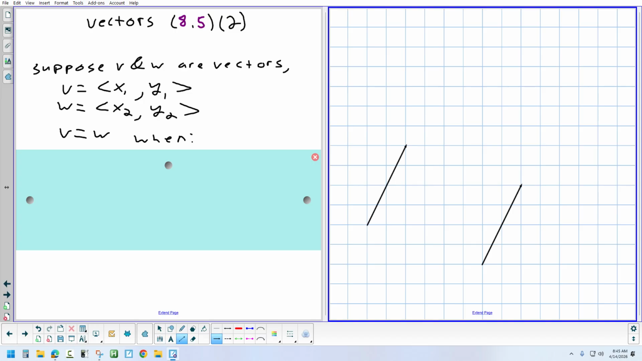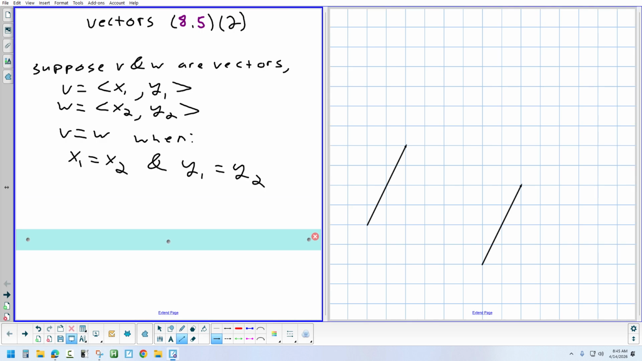Nick, what do you think? Yeah, because they go to the right before up. Right. It doesn't matter if they start and end at the same points. They both have different initial and different terminal points.